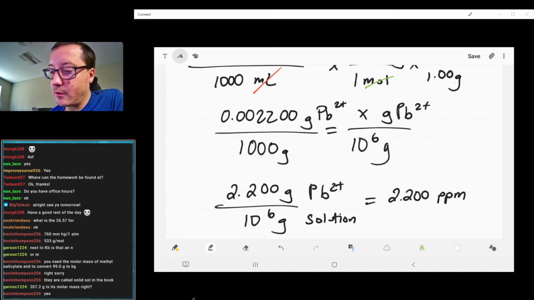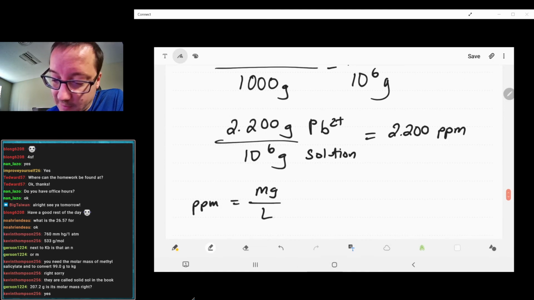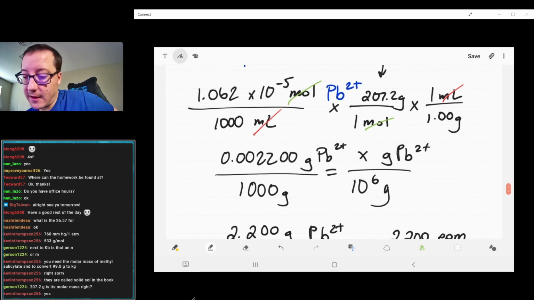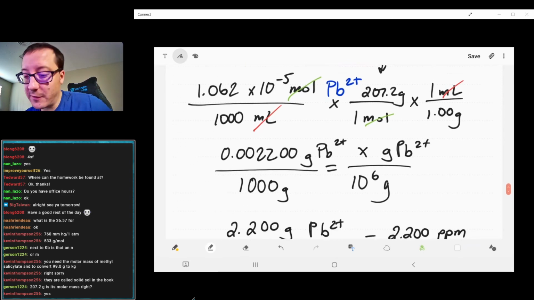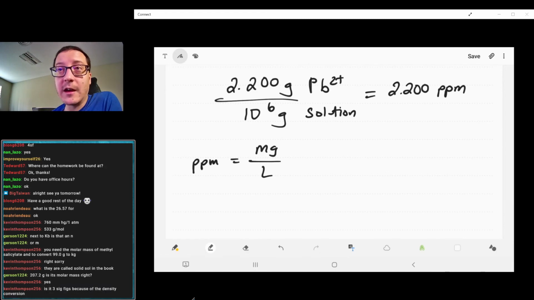Remember also, if you want to think about ppm as milligrams per liter, you could totally have converted it that way as well. You could have taken your moles of lead, converted those to milligrams of lead, and kept the liter of solution at the bottom. That would also have worked. You would still get the same thing as well.